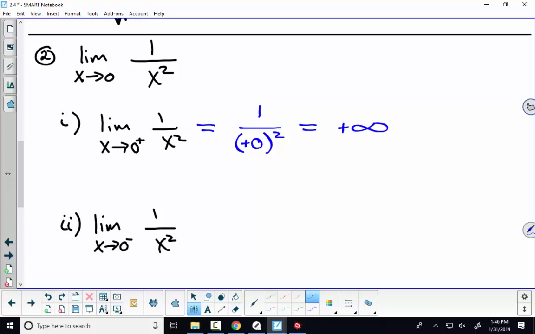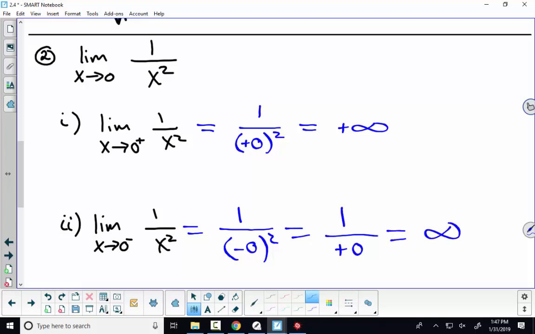What about as x approaches 0 from the left? Positive infinity. The numerator approaches 1. The x here approaches 0 through negative values, but all of those values again are getting squared. That square makes all of those negative values positive. So essentially, once we square that, we're looking at 1 over positive 0, which again is positive infinity.